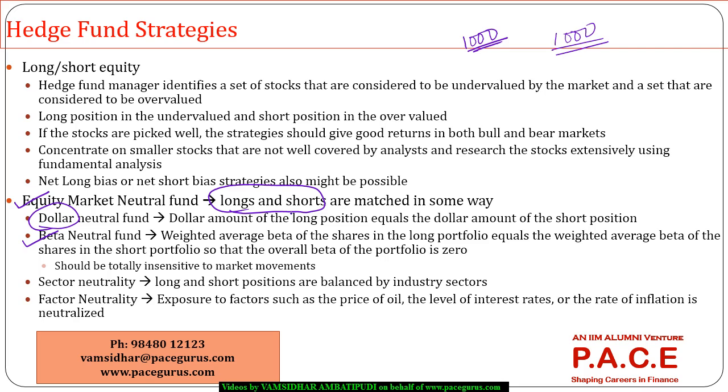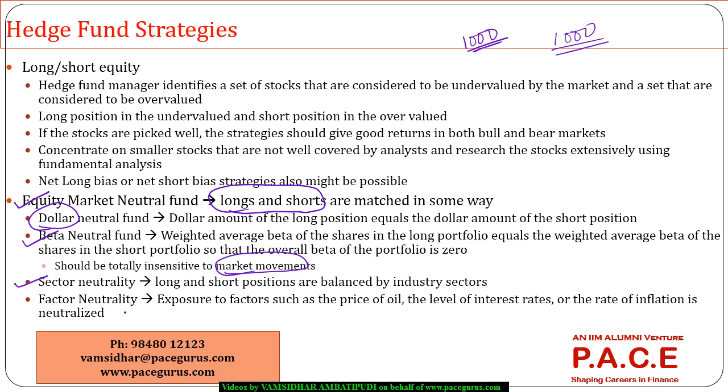Or I can go with a beta neutral fund. The weighted average beta of the long position should be equal to the weighted average beta of the short position, so the net beta will always be 0. When the net beta is 0, the investment is completely insensitive to market movements. So even that kind of neutrality could be there.